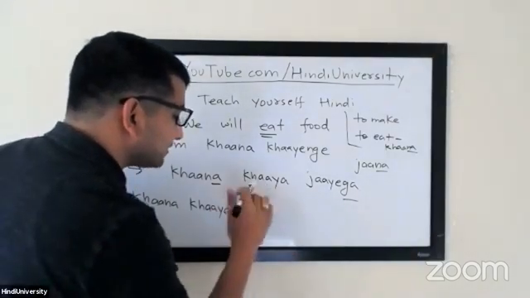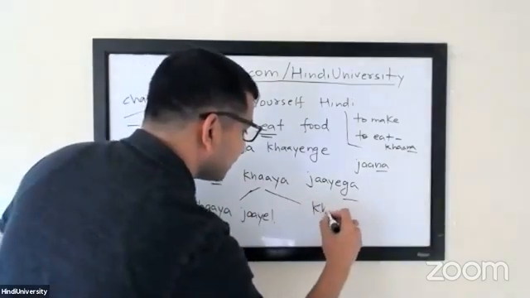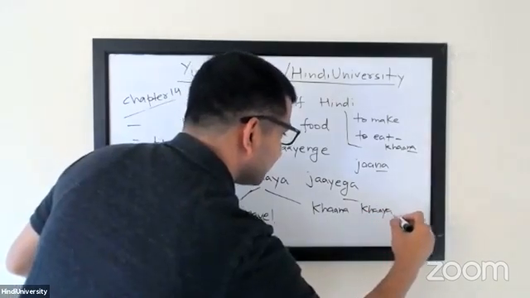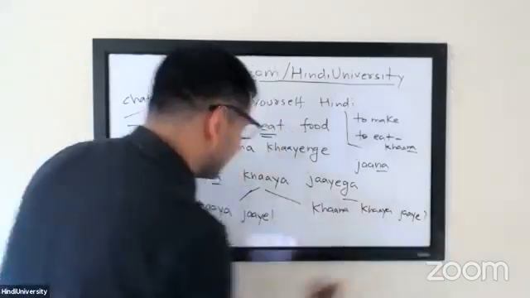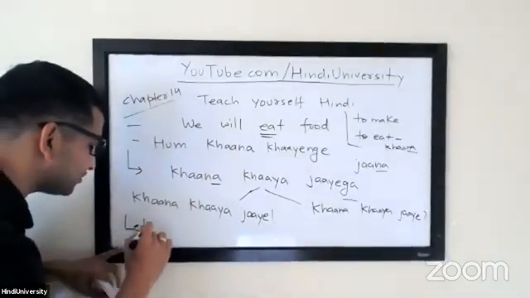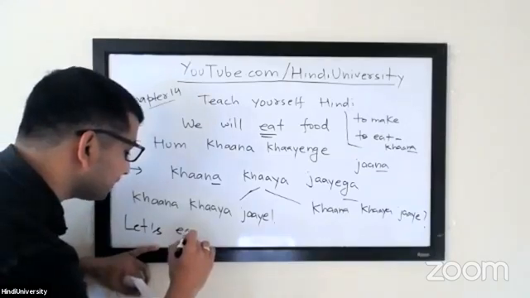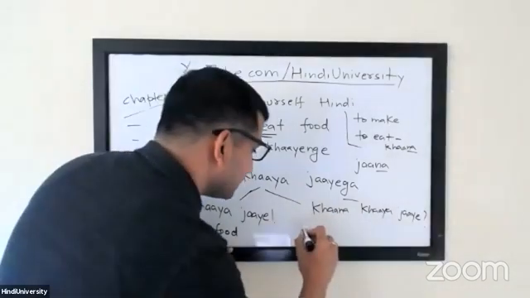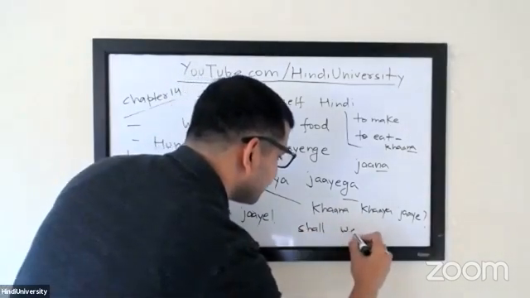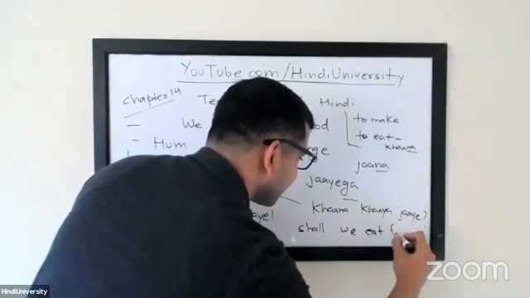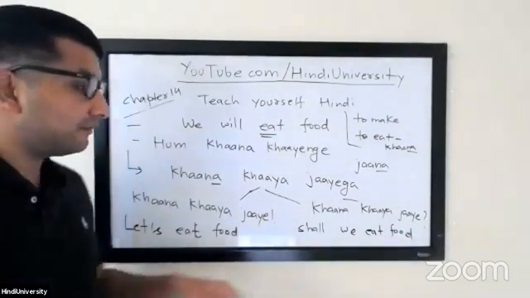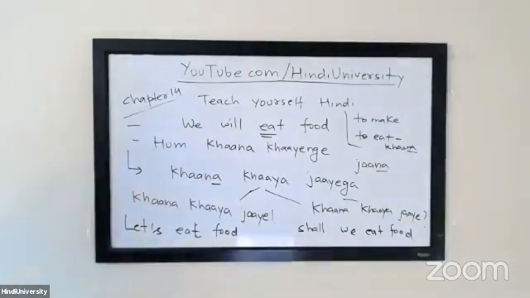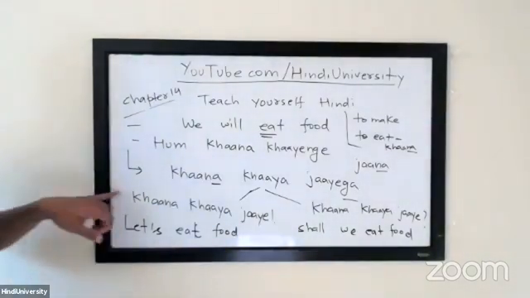What about the second case? Same thing. Khana khaya jaye. Okay, that's very good. So let's eat food. Essentially, that's what you're saying. Let's eat food. In this case, shall we eat food? Shall we eat, or should we eat food? Which is basically, shall this food be consumed by us? That's exactly what you're trying to say here. Khana khaya jaye. Same thing.